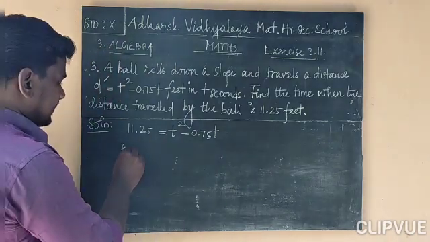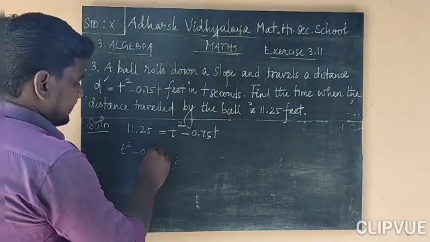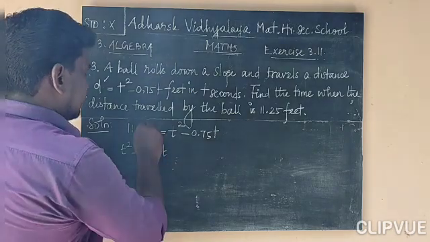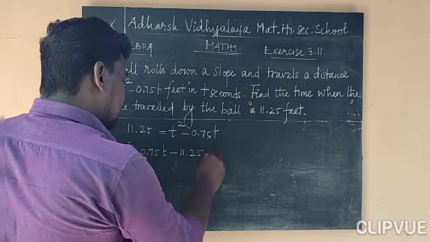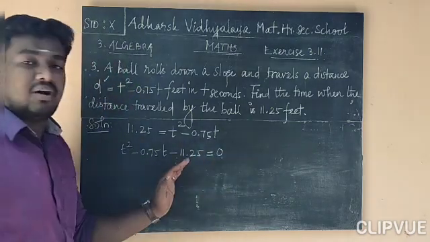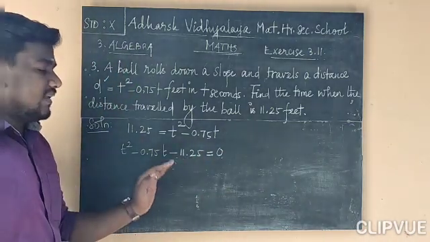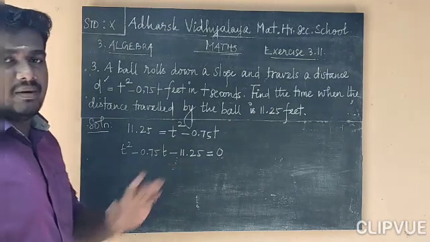So it can be written as t square minus 0.75 into t, and the 11.25 moves over and becomes minus 11.25, which is equal to 0. Now it is in the form of a quadratic equation in the variable t. So we are going to find the value of the variable t here.